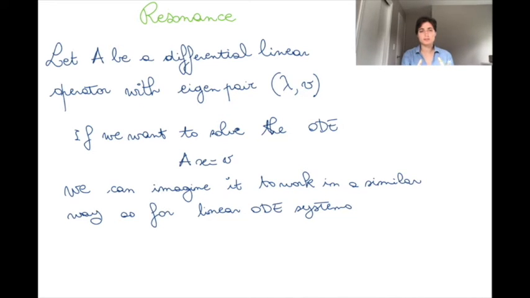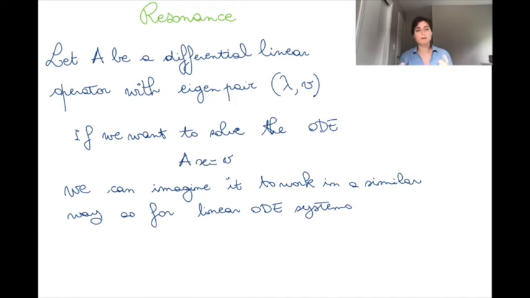Now this looks a bit like things we have seen when we were looking at two-dimensional linear ODE systems and we were putting elements on the eigenvector associated to the matrix. Then we knew that the elements on that eigenvector were moving according to the eigenvalue.